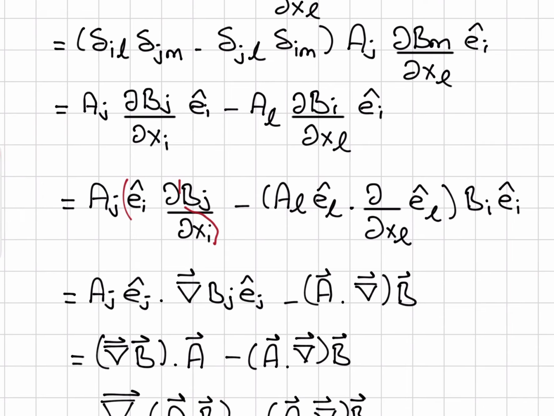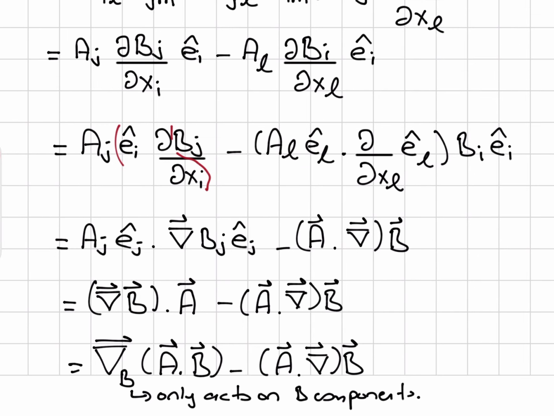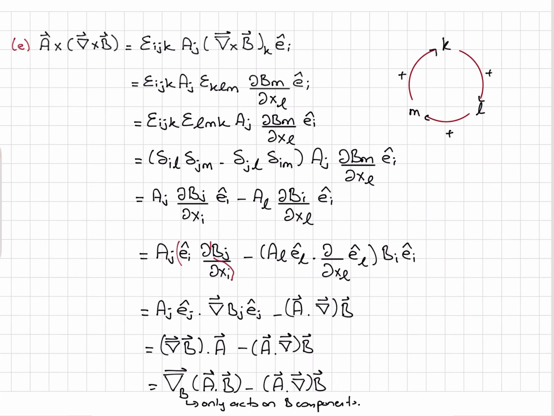And the second term here is A_l and del/del x_l, that implies a dot product here as well. A_l e_l hat, dot product with del/del x_l e_l hat, acting on B_i e_i hat. So this is A dot product with the del operator multiplied with B, or acting on B. So here I have A dot gradient B. Therefore, my final answer is gradient B dot product A minus A dot gradient B.